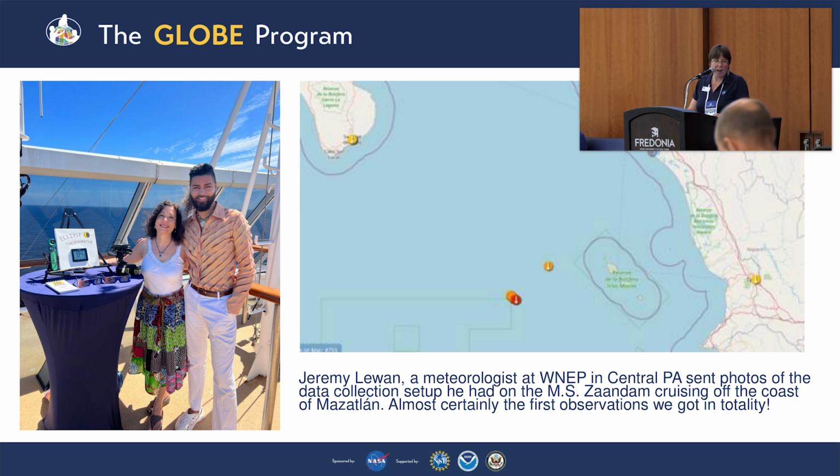Just a little bit of a highlight just because I think this is kind of fun. So this is the meteorologist there on the right, Jeremy Lewin, and you can see his data points out in the water off the coast of Mexico. So I just thought that was kind of cool.